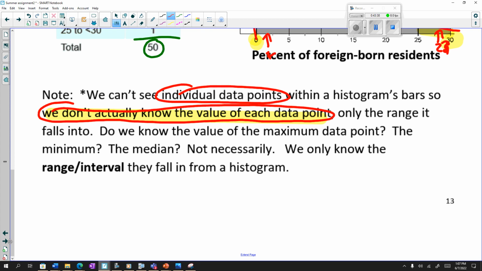So this says, do we know the value of the actual maximum, median? No, we don't, not necessarily. We only know the range or the interval that they fall. Important.